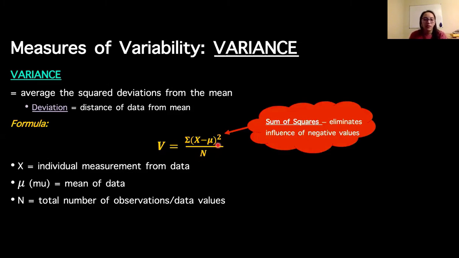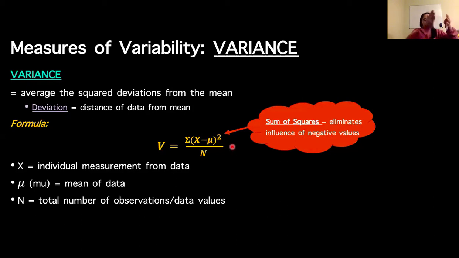Okay, so what it does is what's in these parentheses: x is a raw score, and mu, if we're using a population, is the mean of the population. Then we take the difference between the raw score and the mean of the population. That tells us how far that raw score is deviating from the mean. We square it to eliminate the influence of negative values. So that's what we call the sum of squares.